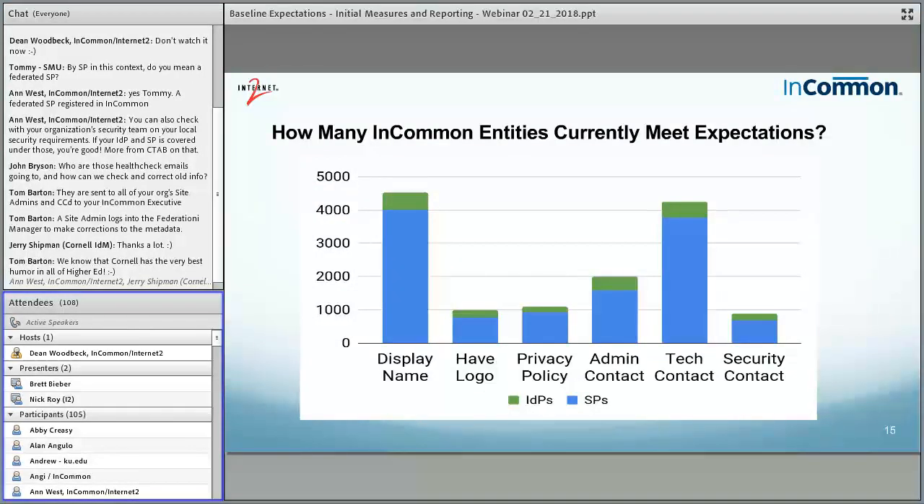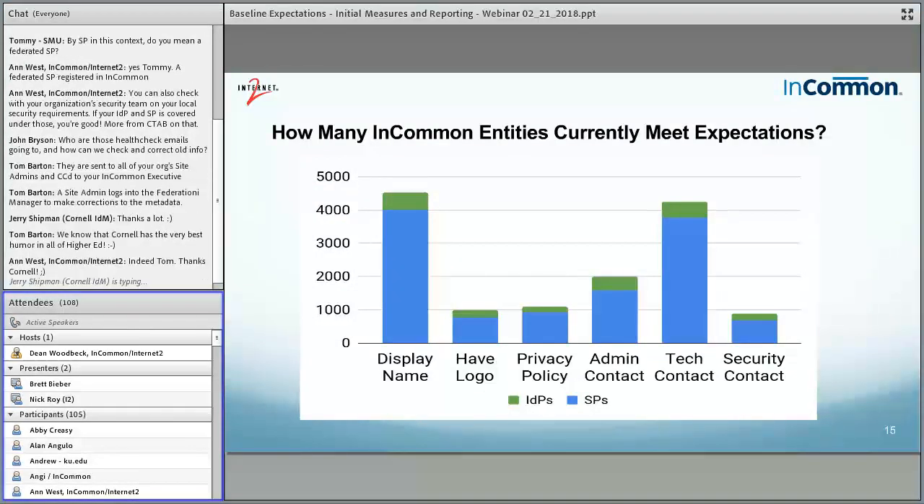So I'm going to pause for a second and turn things back over to Brett to talk through the data that we see today.